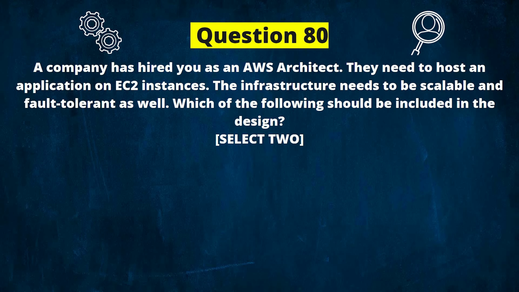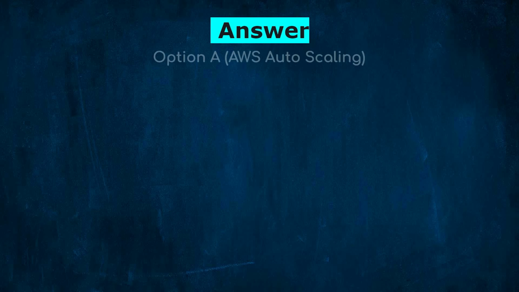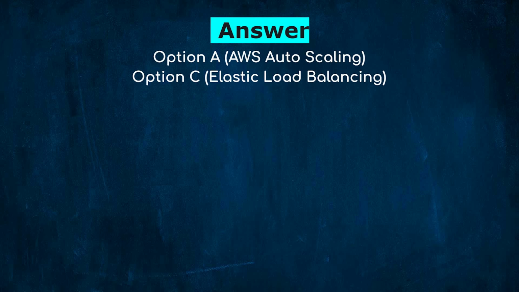Next question. A company has hired you as an AWS architect. They need to host an application on EC2 instances. The infrastructure needs to be scalable and fault-tolerant as well. Which of the following should be included in the design? Select two options. And the options are A. AWS Auto Scaling, B. Amazon GuardDuty, C. Elastic Load Balancing, D. Amazon CloudWatch. And the correct answer is option A. AWS Auto Scaling and C. Elastic Load Balancing.